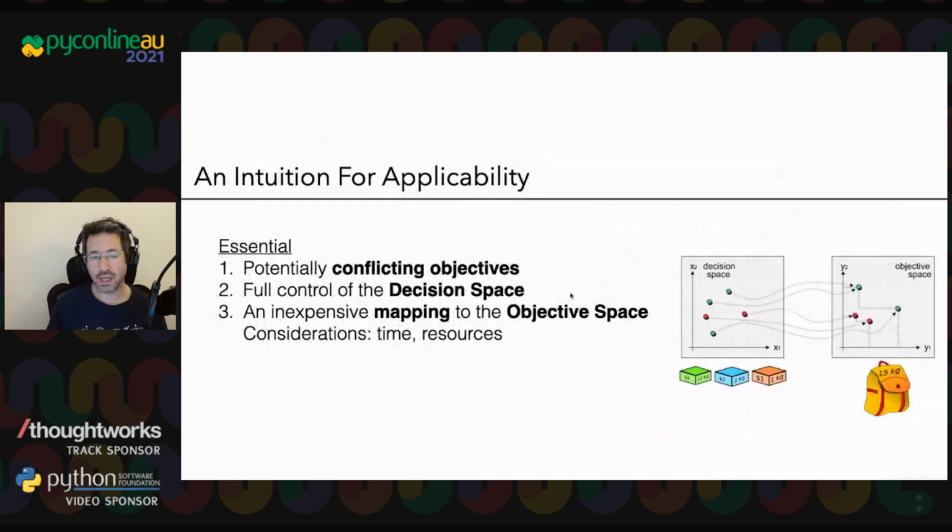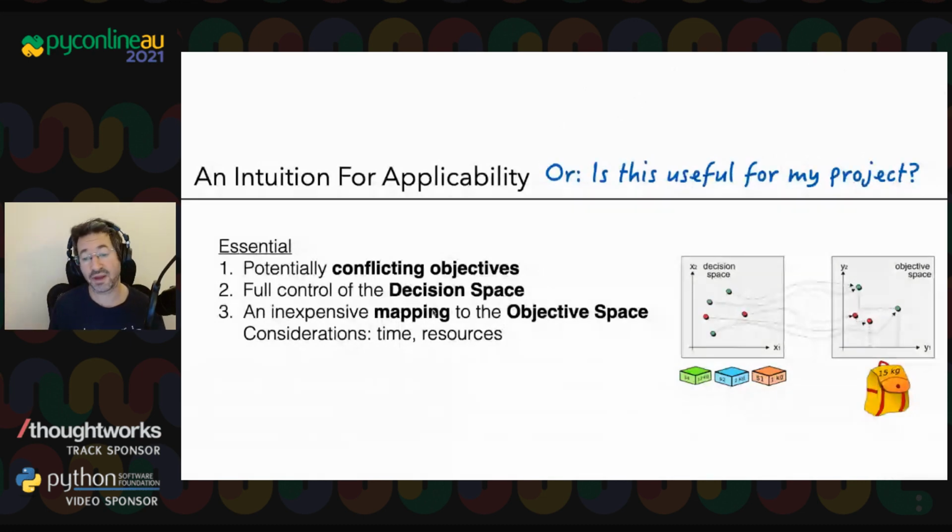Are Pareto fronts relevant for the projects that you're working on? That's what we're addressing over here. So you want to look into this technique if you're dealing with conflicting objectives. The next thing, from my conversations with people, I realized that not everybody has full control over the decision space. So you want full control over that. And then when it comes to the objective space, you need an inexpensive mapping, because sometimes you can make the decisions, but in order to map that to the actual objective space, that might be very time consuming or very expensive. And so that's another consideration.